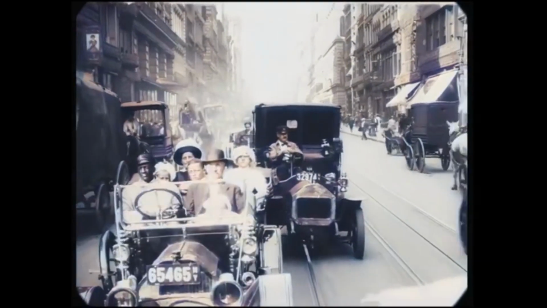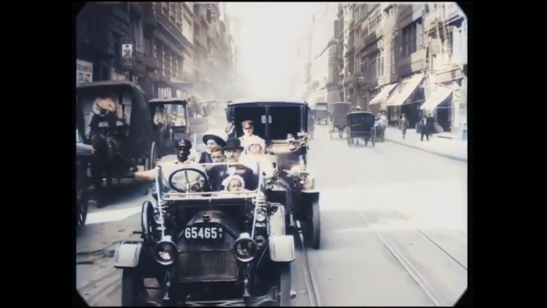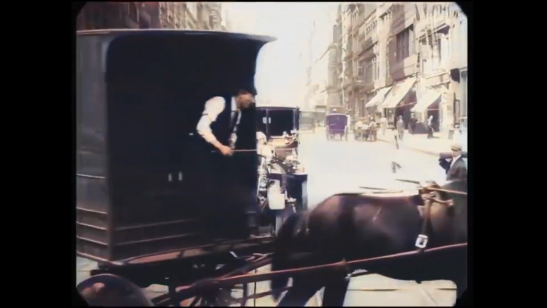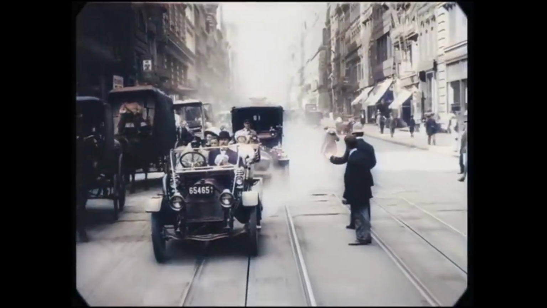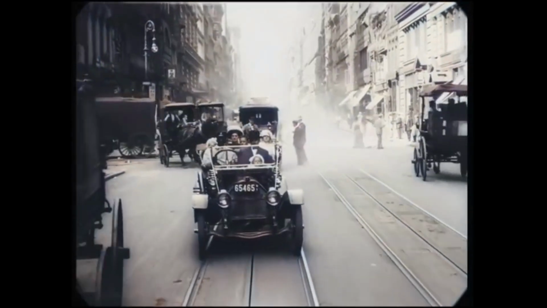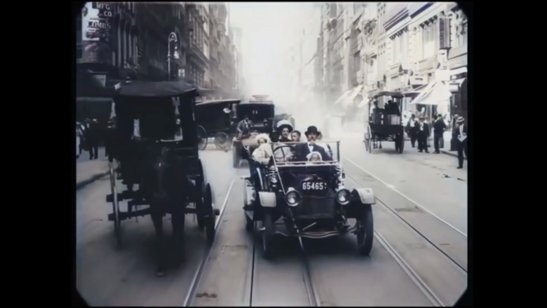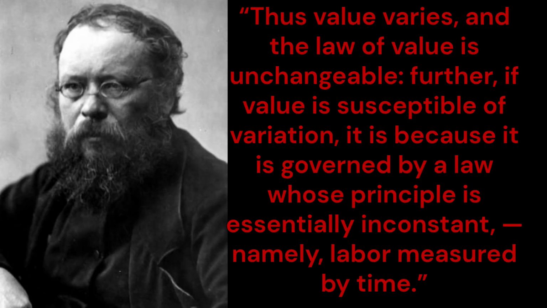Prometheus is careful to note the time and trouble taken in this labor. Throughout his process, which lasts throughout his life, he is subject to many disappointments. Now, perhaps by technique or machinery, Prometheus can produce in one day as much as he previously could in 10. His commodity's degree of importance in the process of valuation has suddenly shifted. Why? Because of labor. Thus, value varies, and the law of value is unchangeable. Further, if value is susceptible of variation, it is because it is governed by a law whose principle is essentially inconstant, namely labor measured by time.